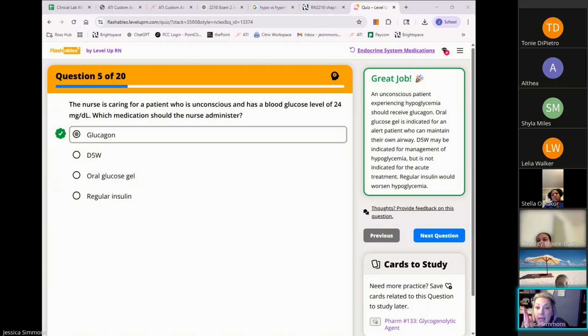So make this a rule. Don't ever put anything in someone's mouth when they're not conscious unless it's an intubation tube or suction. Okay? So when it comes to medication, if your patient is unconscious, do not put anything in their mouth. Glucagon specifically can be given sub-Q, IV, IM. And for oral glucose gel or tabs, your patient has to be conscious.